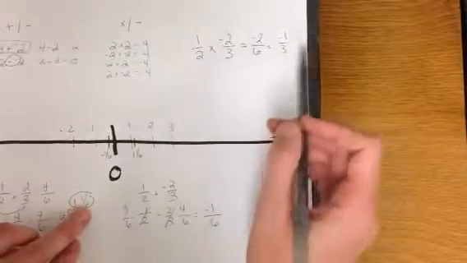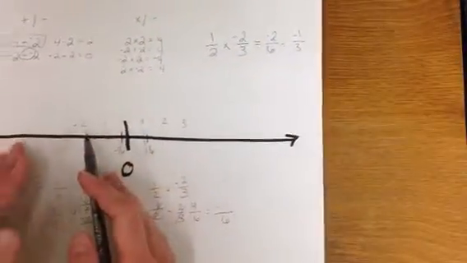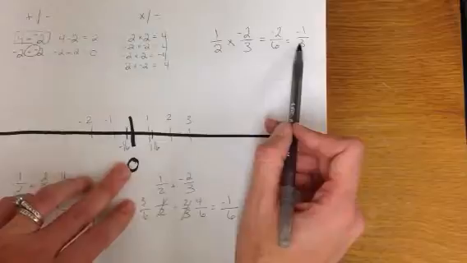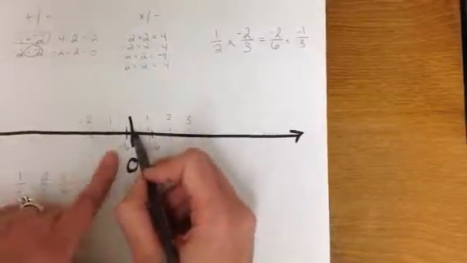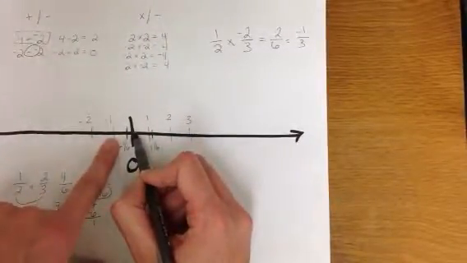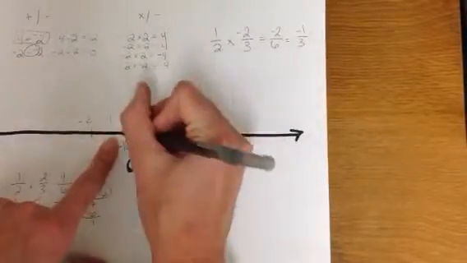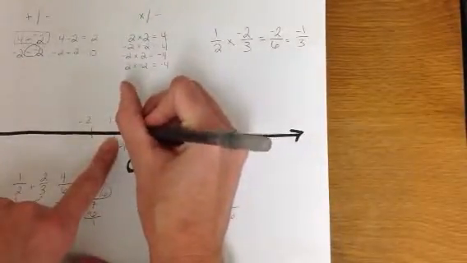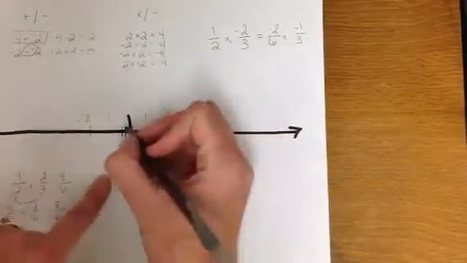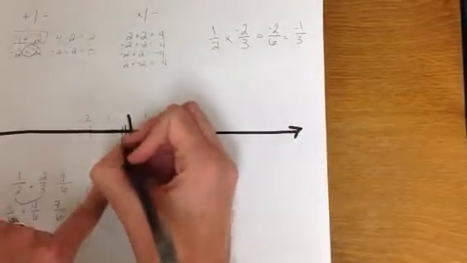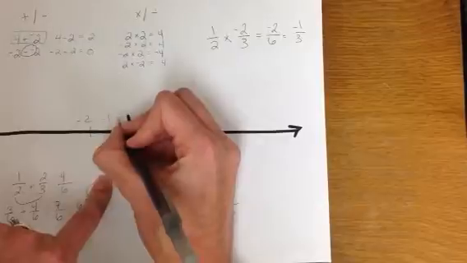-1/3 is going to be on the left of the 0, and we know it's going to be between 0 and -1. And we also know that it's close to -1/2, so it's going to be not quite -1/2, it's going to be closer to the 0, between the 0 and -1/2, so that's going to be -1/3.